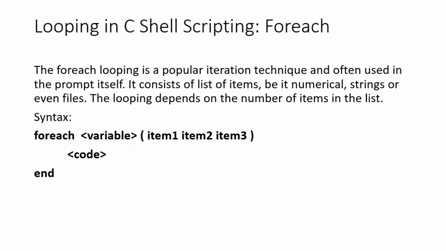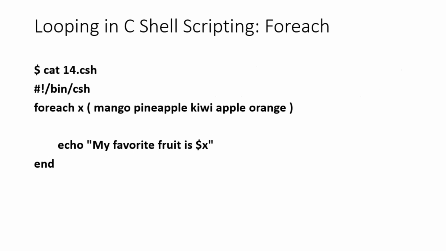The foreach loop. The foreach looping is a popular iteration technique and is often used in the prompt itself. It consists of a list of items, be it numerical, strings, or even files. The looping depends on the number of items in the list. An example of foreach looping. Consider the script 14.csh. x is a variable that will take up the values in the list and run 5 times because 5 fruits are in the list. Thank you, and let's move over to the demo.